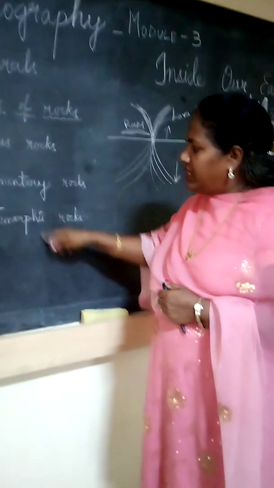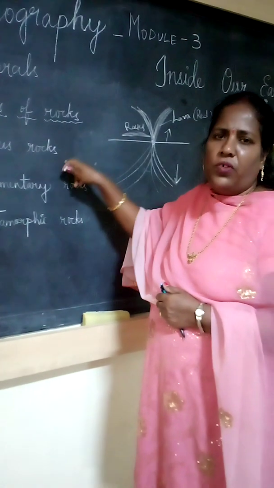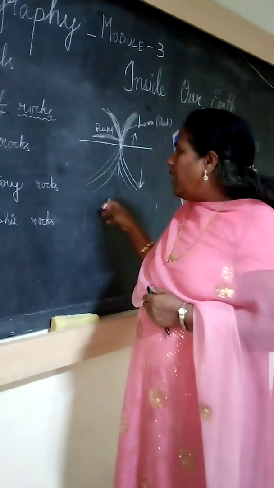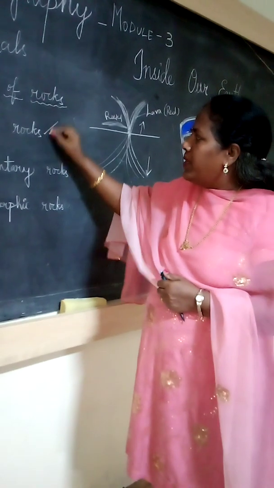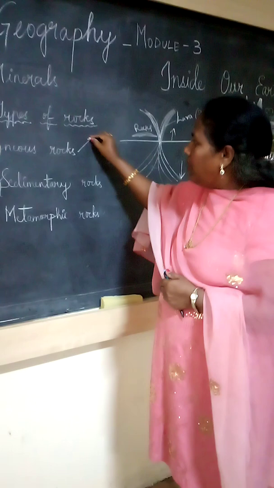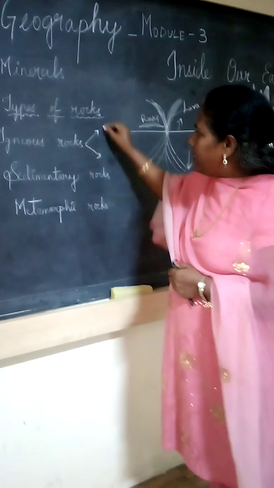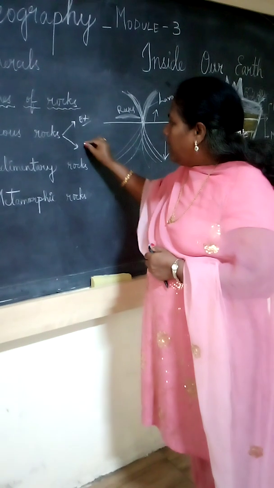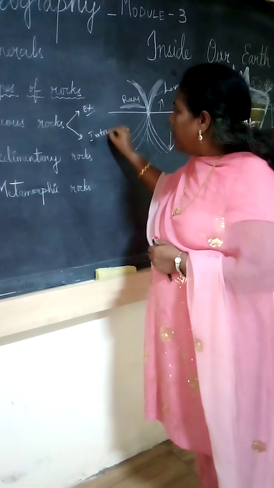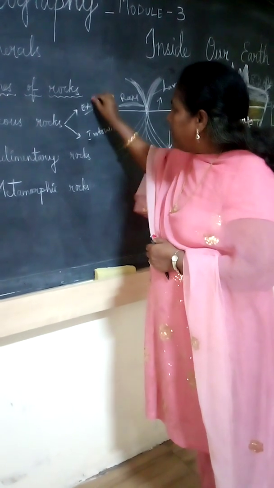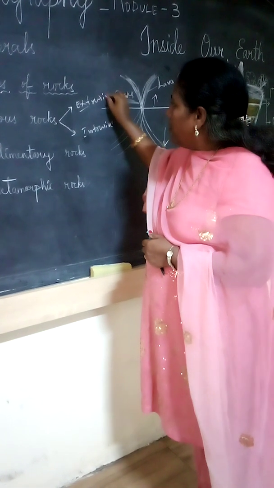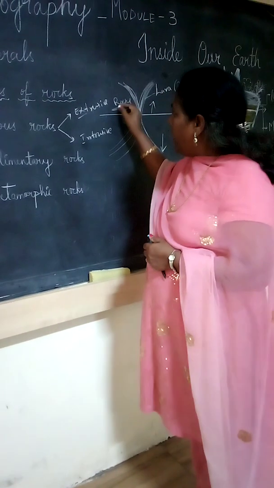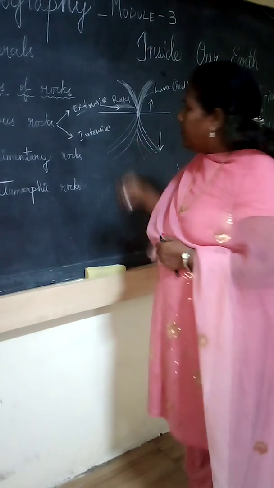Out of these three rocks, the first rock formed was this one, through the lava. That's why it is called the primary rock. These igneous rocks are of two types: extrusive rocks and intrusive rocks. Extrusive means outside, and intrusive means inside. Extrusive means outside. This is the outside rock formation.